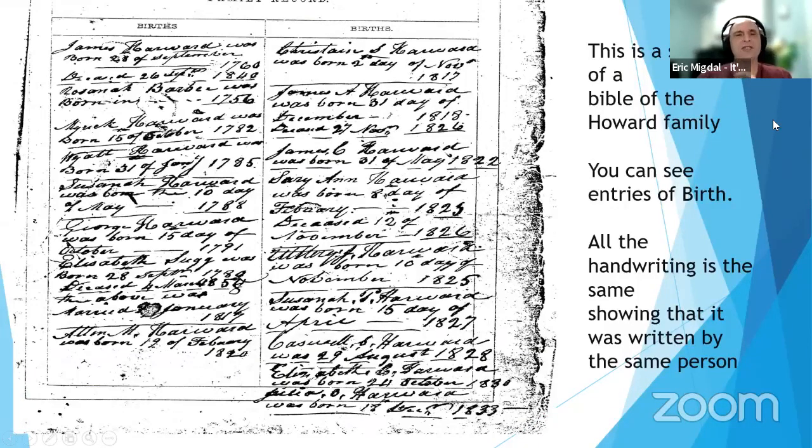One of the things I mentioned earlier are Bibles. Now, not a lot of people write in Bibles as much as they used to. But if you do find a Bible that has information about your family written in it, it's a very valuable piece of information. So this is a sample of a Bible of the Howard family, no relation to me.